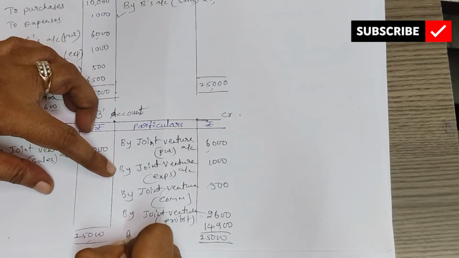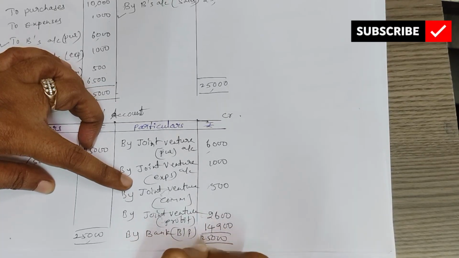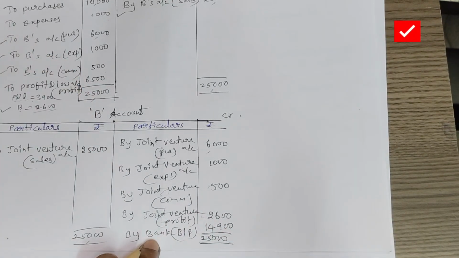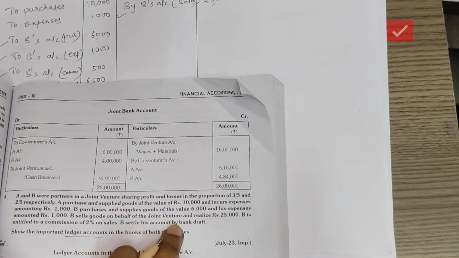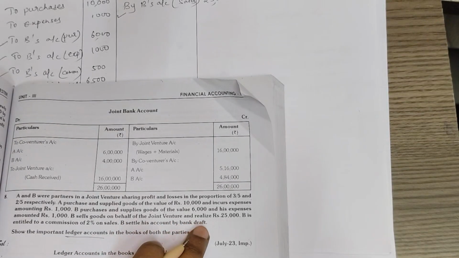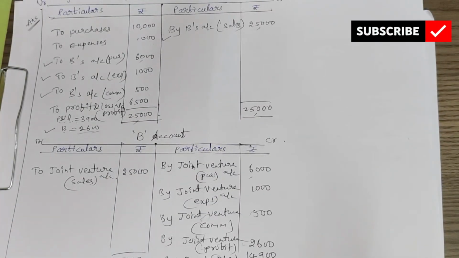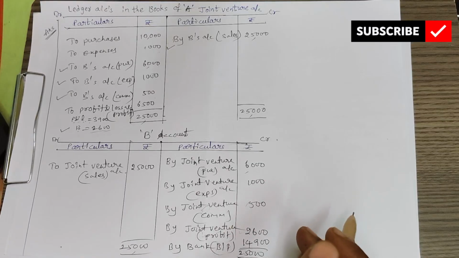So what we should write here? By bank, in bracket balancing figure. Okay, why we are writing here bank? In the question, B settled his account by bank draft, so that our balancing figure will be by bank. Okay, so this is our answer if separate set of books are not maintained. So this is our second method.